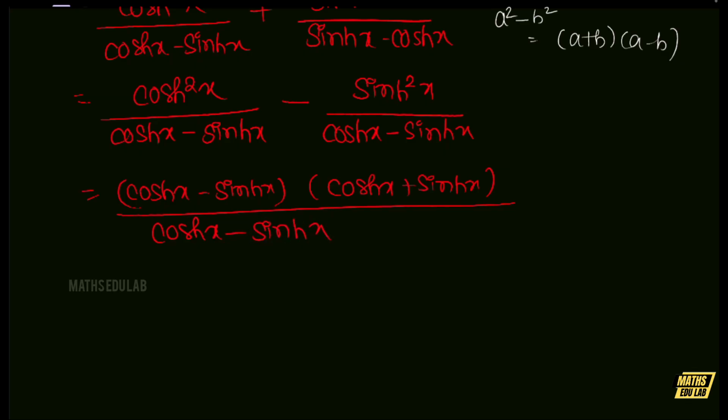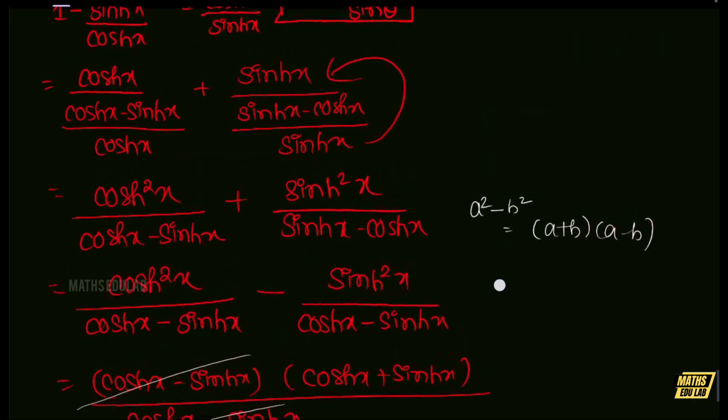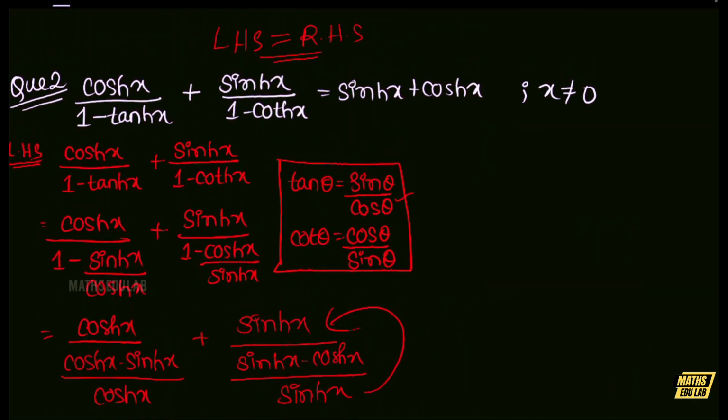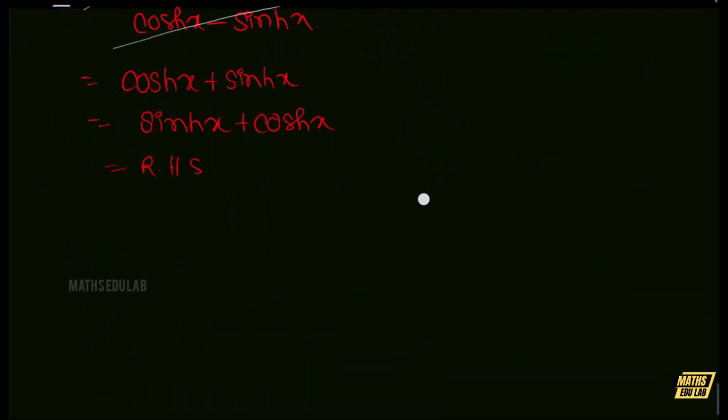Then these two values will get cancelled out, so the remaining will be cos hyperbolic x plus sin hyperbolic x. Then, the same way, only hyperbolic x, which is our right hand side value. If you check it out, we got the right hand side value. So this is our second question.